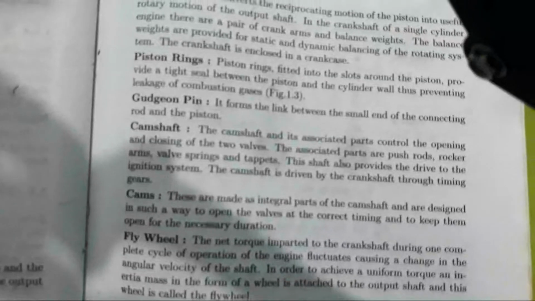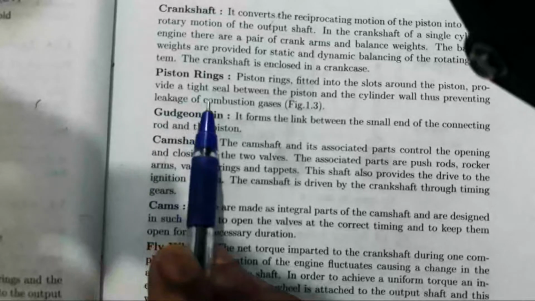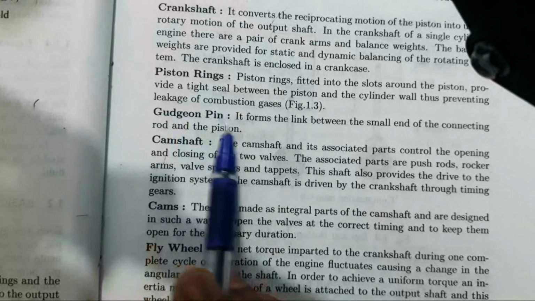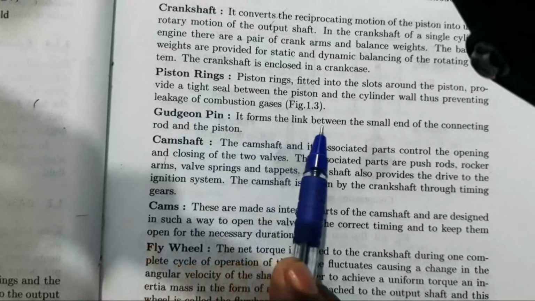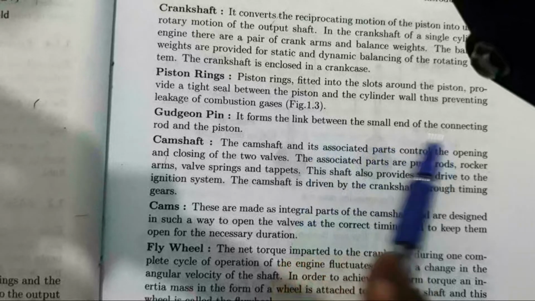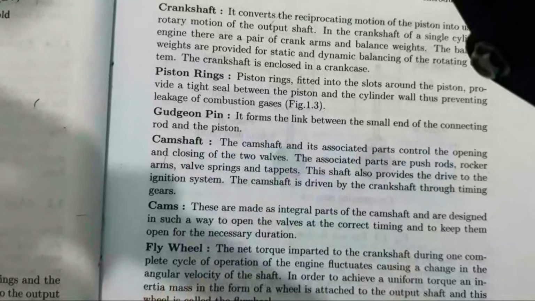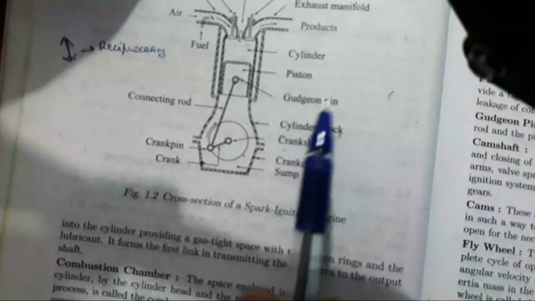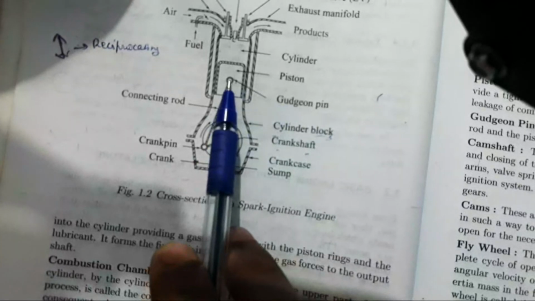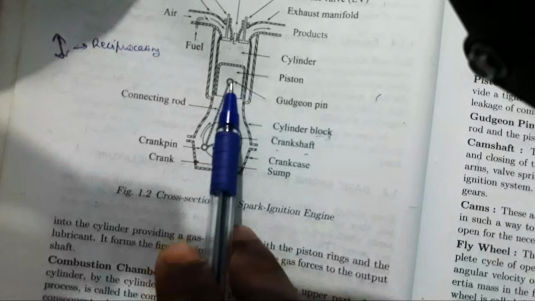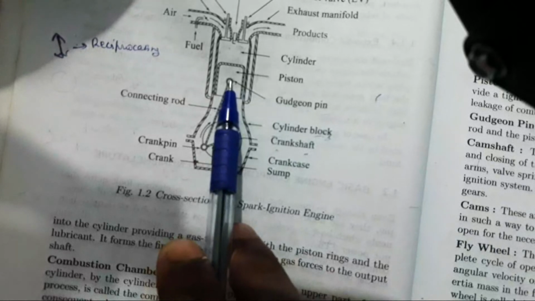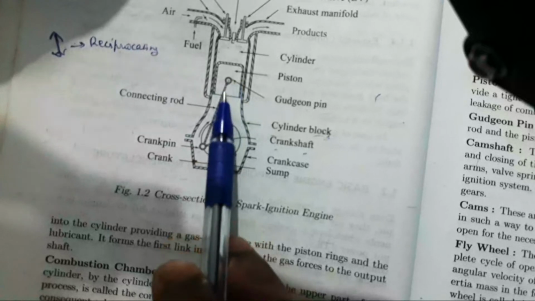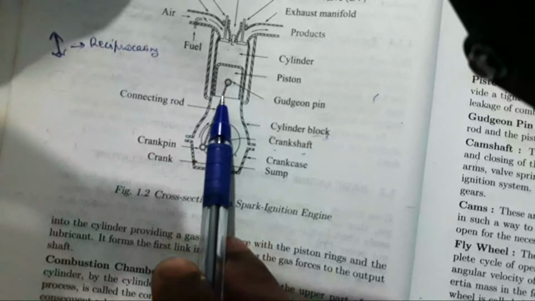Next is the gudgeon pin. The gudgeon pin forms the link between the small end of the connecting rod and the piston. I am showing the gudgeon pin. You can see this pin is called the gudgeon pin. It is connecting the piston and the connecting rod.